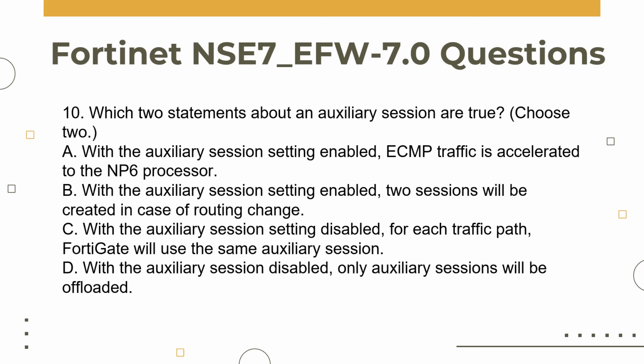10. Which two statements about an auxiliary session are true? Choose 2. A. With the auxiliary session setting enabled, eCMP traffic is accelerated to the NP6 processor. B. With the auxiliary session setting enabled, 2 sessions will be created in case of routing change. C. With the auxiliary session setting disabled, for each traffic path, FortiGate will use the same auxiliary session. D. With the auxiliary session disabled, only auxiliary sessions will be offloaded.